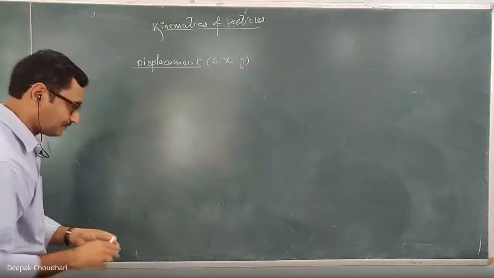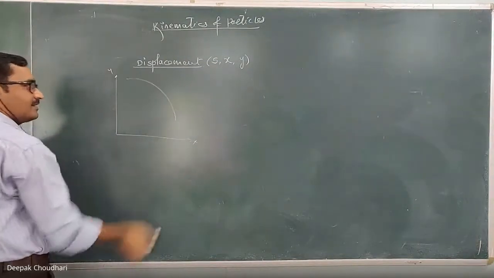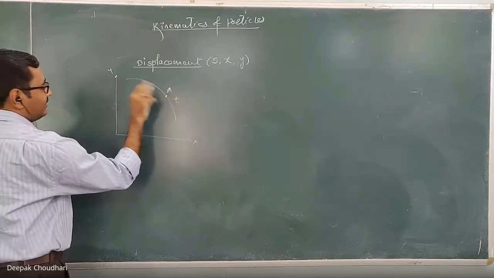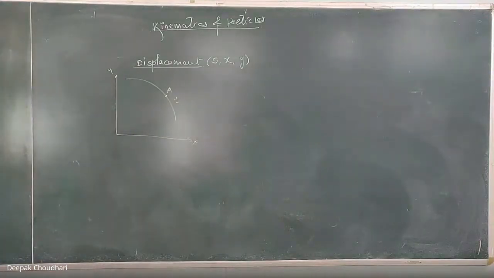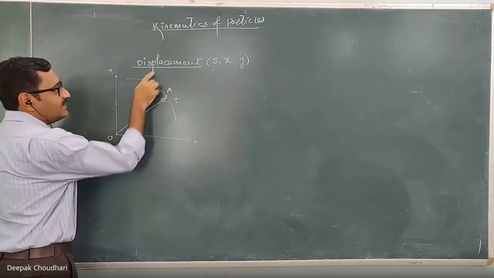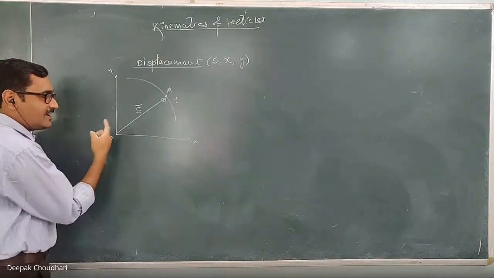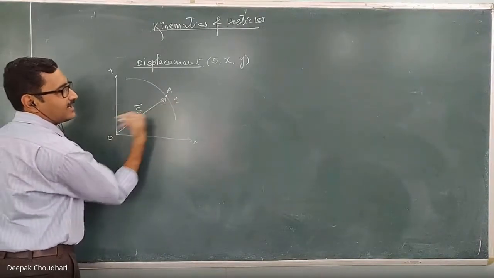Listen. Suppose one particle is moving in the xy plane, and let this be the position of the particle at any instant of time t. Where it started and where it ended doesn't matter. Let A be the position of the particle at time t. Then with respect to this origin, this vector OA bar represents the displacement vector. It represents the position of particle A with respect to origin at time t.